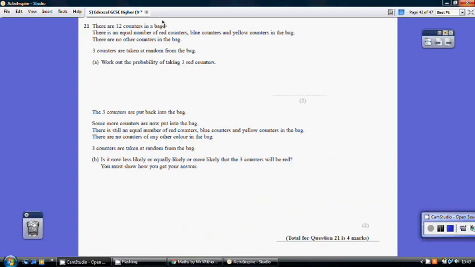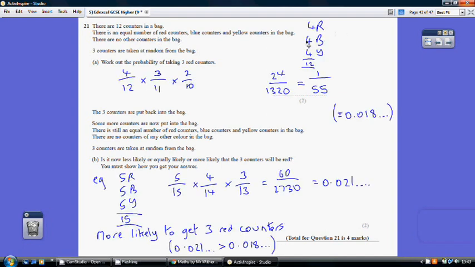Question 21. So I've got 12 counters in a bag, equal numbers of red, blue and yellow. So therefore, I've got 4 red, 4 blue, 4 yellow. Probability of taking 3 red counters. So I've got to take a red and then another red and then another red. So with my first pick, the chance of a red is 4 out of 12.